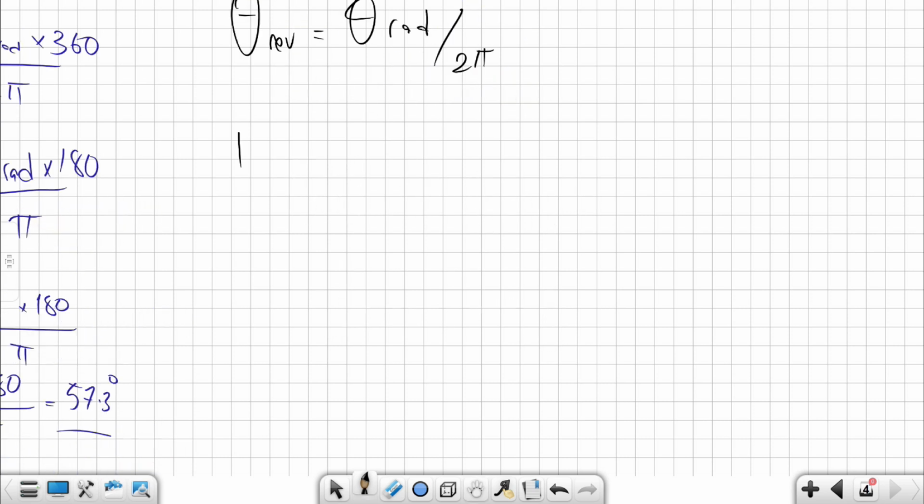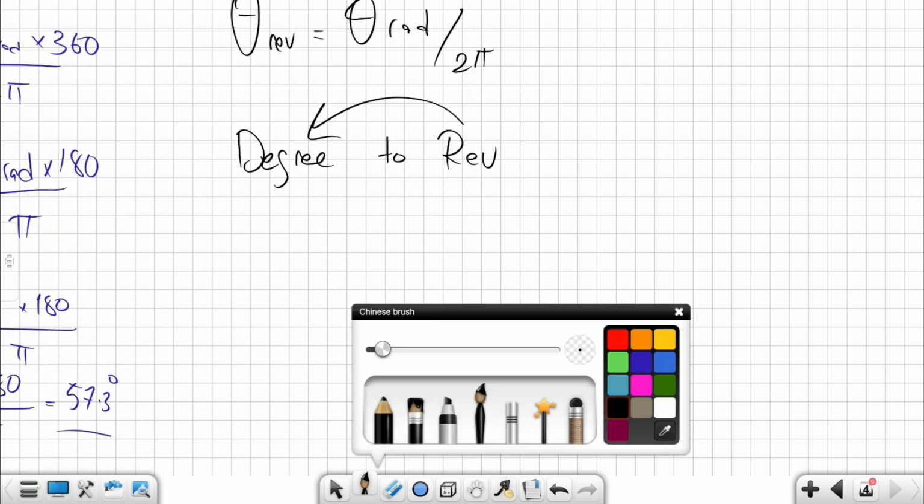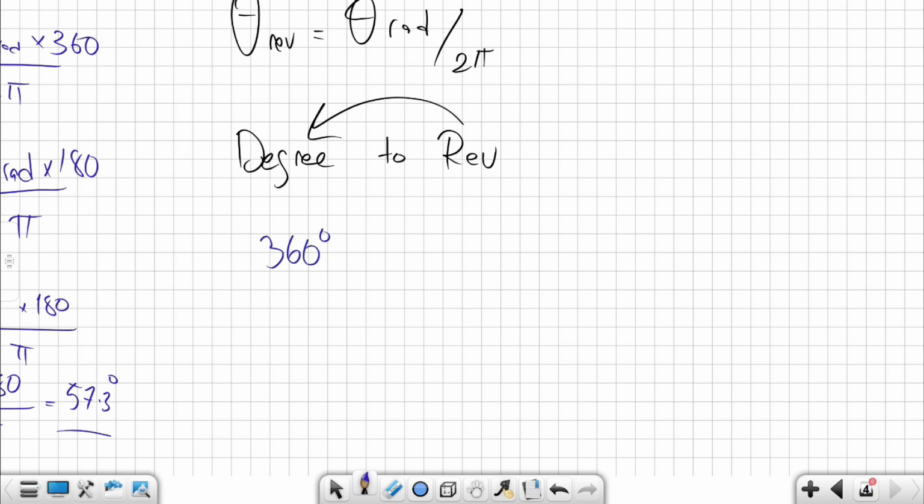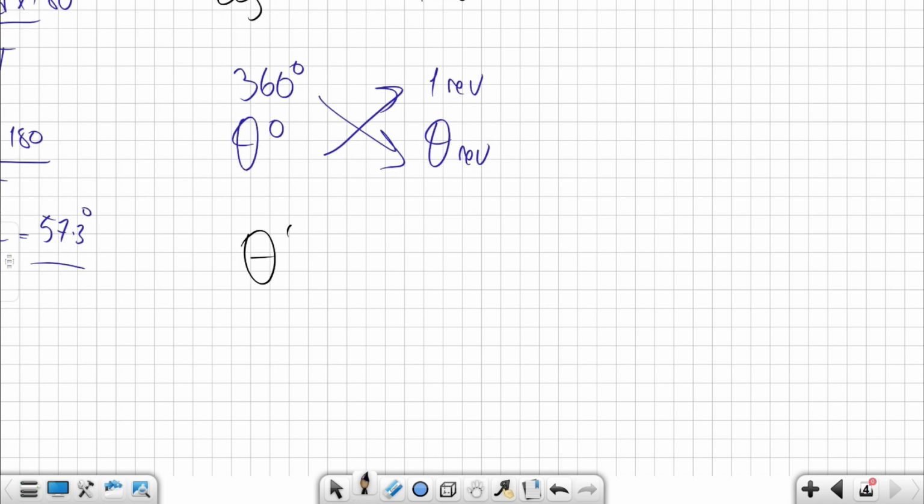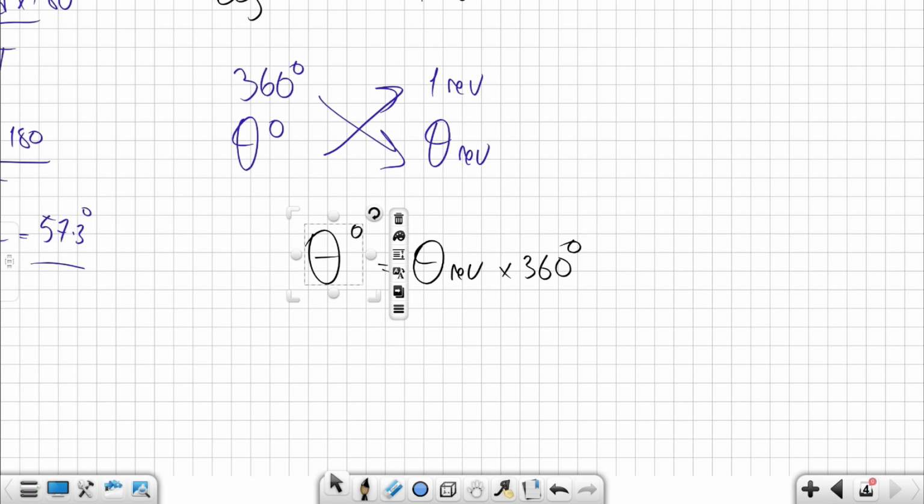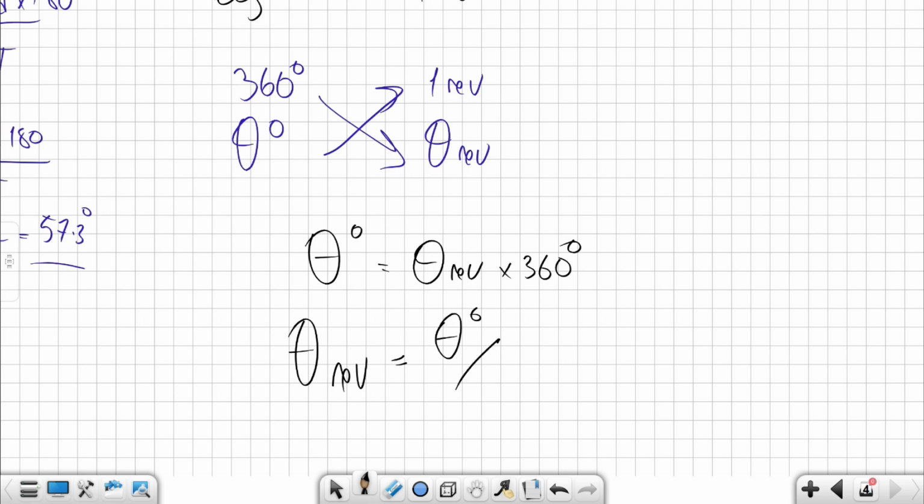What about degree into revolution and vice versa? Again, in the same way. A complete circle is 360 degrees. It is 1 revolution. So theta in degree is equal to theta in revolution. Again, cross multiply. Theta in degree multiplied by 1 is equal to theta in revolution multiplied by 360. So right away I get the conversion of revolution into degree. What if I want theta in revolution alone? I will divide both sides by 360. I will get theta in degree divided by 360, and I will get the answer as theta in revolution.